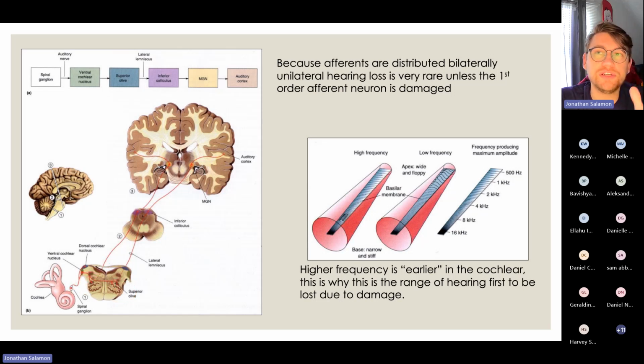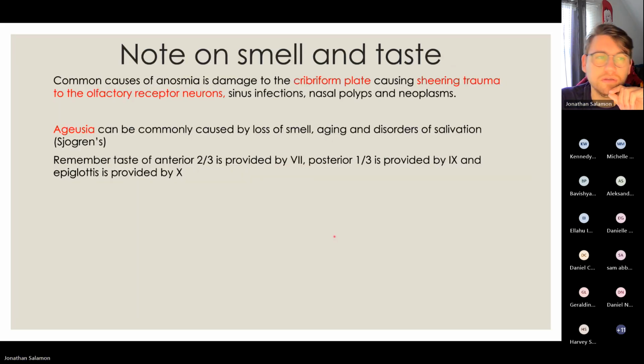So if you see a question and they tell you that the patient has some type of neurological deficit that is causing complete deafness in one ear, you know that this neuron has to be damaged. Specifically, this neuron and only this neuron is damaged. Know that higher frequencies are early and low frequencies are late in the cochlea, which is why we lose higher frequencies first due to damage. I talked about this earlier.